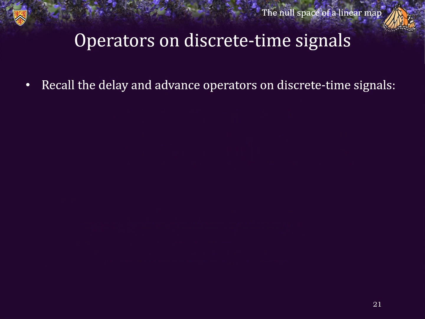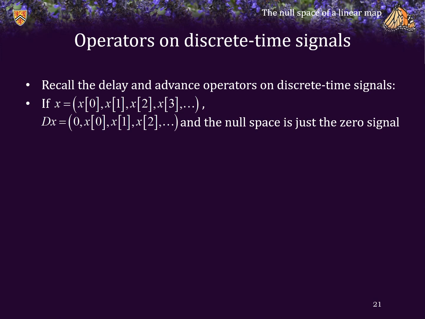Now, once again, recall the delay and advance operators on discrete time signals. So if X is this discrete time signal, the delay operator applied to X simply shifts all the entries by 1 to the right, setting the first entry to 0. Well, the only signal that will result in the 0 signal is for the original signal to be the 0 signal. Thus, the dimension of the null space is 0 and is simply the 0 signal.